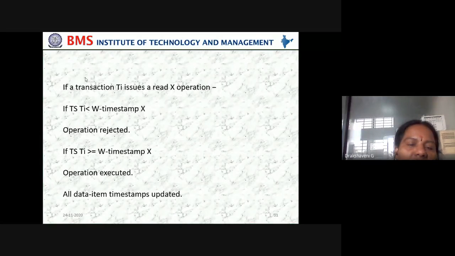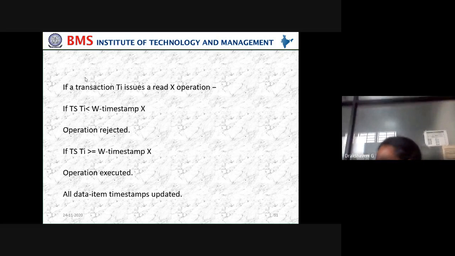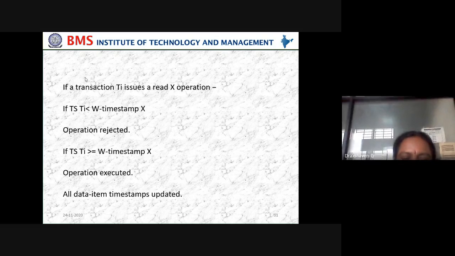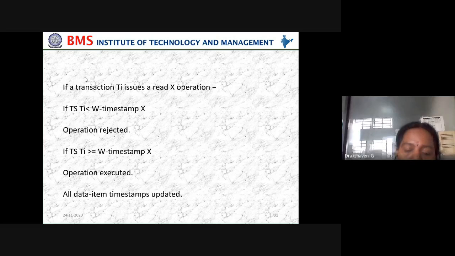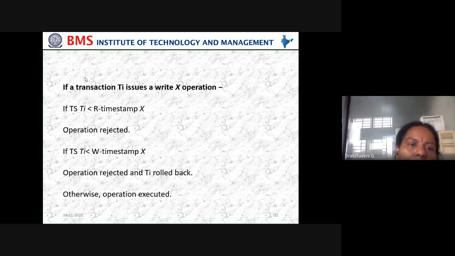So if a transaction Ti issues a read X operation, if the timestamp of transaction Ti is less than the W timestamp of X, the operation is rejected. If the timestamp of Ti is greater than or equal to the W timestamp of X, the operation is executed. All data item timestamps are updated.